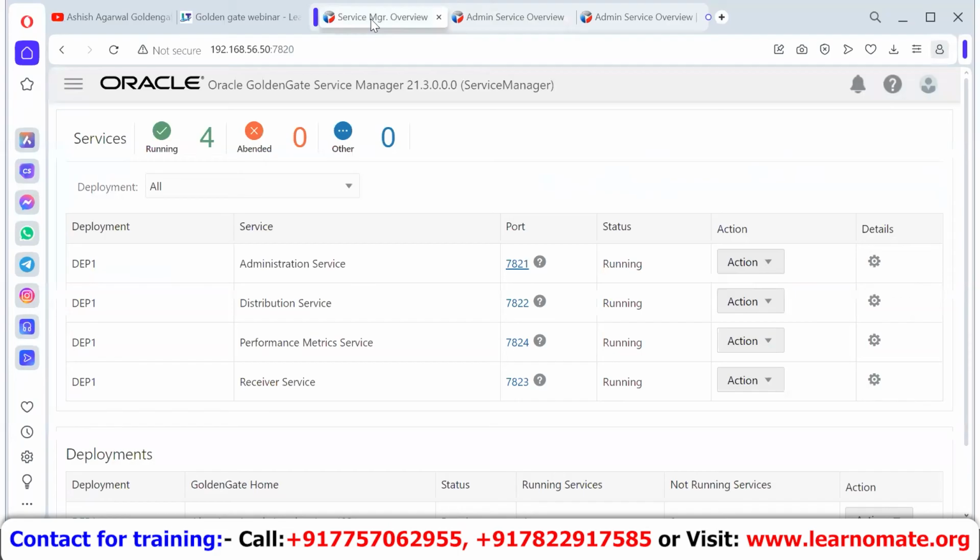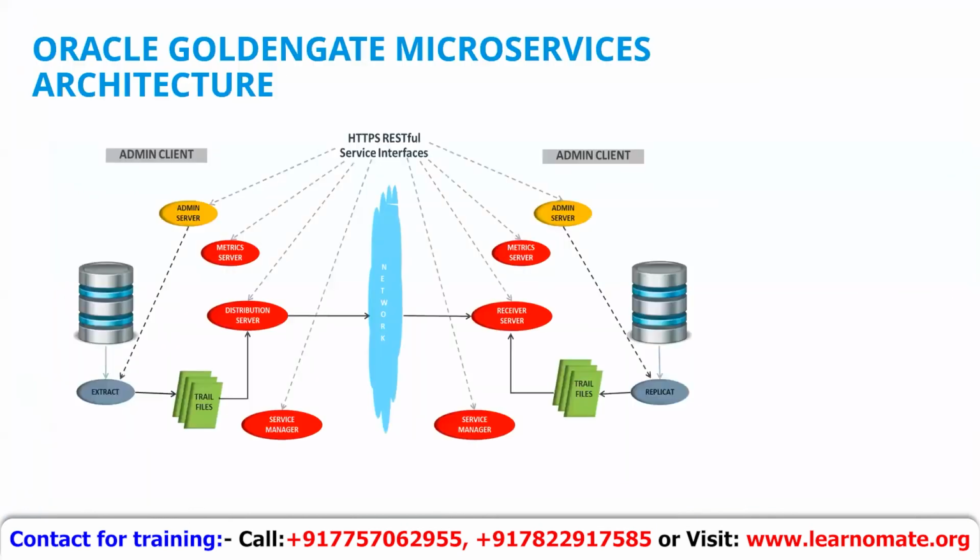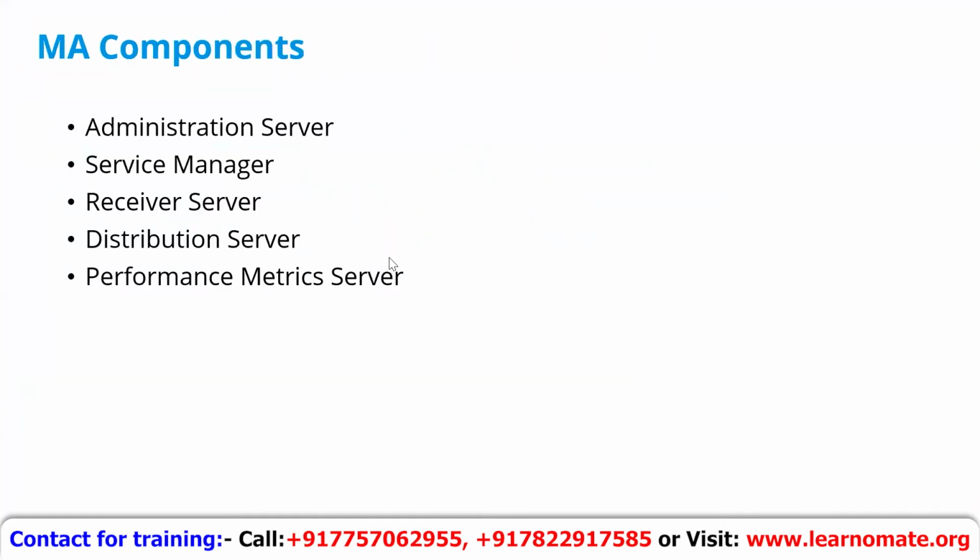So service manager is the watchdog, and other services run under service manager. Okay. So performance metric server, distribution server, receiver server, etc. So there are 4 services under service manager: administration server, receiver server, distribution server, and performance metric server.